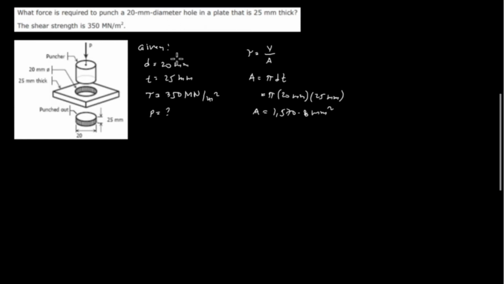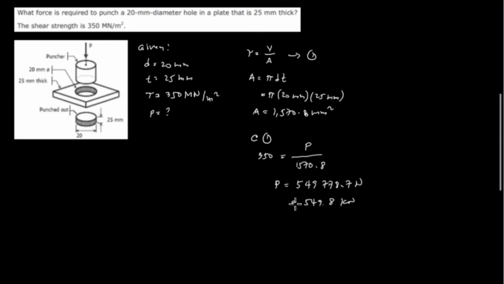And we substitute the tau value, which is 350, and equate to V or P, and we multiply by 1570.8, and the value for P is equivalent to 549,778.7 Newton, or in terms of kilonewton, it is 549.8 kilonewton, and that's the required force P.